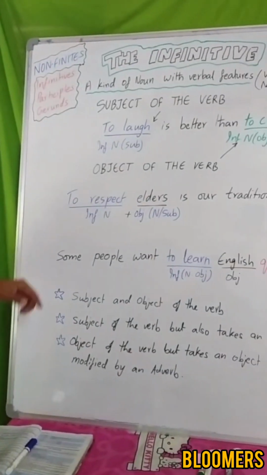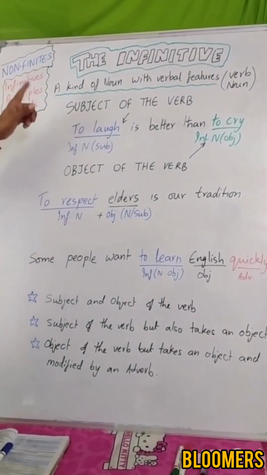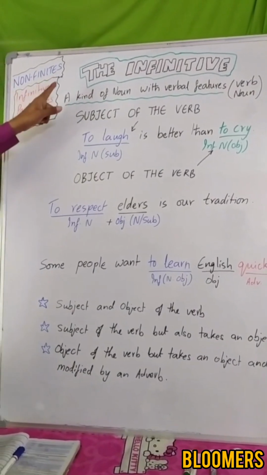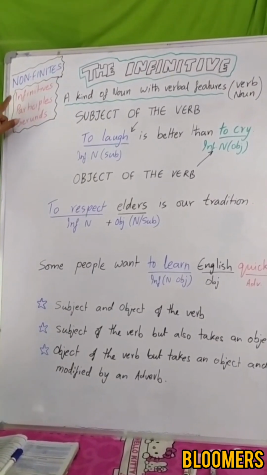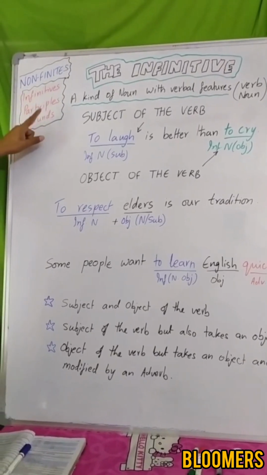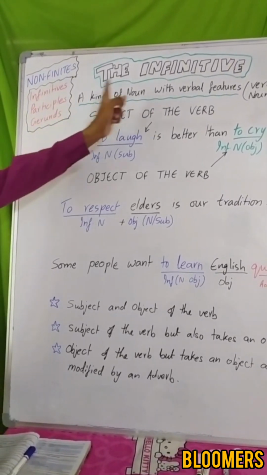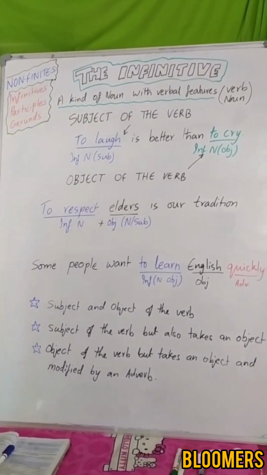Today I am going to explain the infinitive. Please see the board. Infinitive is part of non-finites. There are three kinds of non-finite. The infinitive is the first one. Next are the participle and gerund. Today our topic is infinitive. So what is an infinitive?